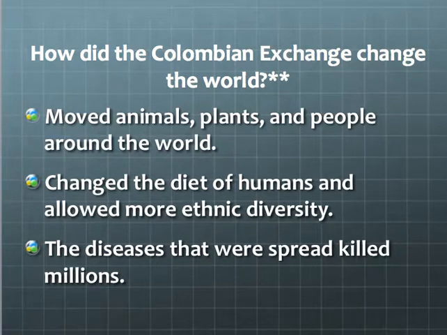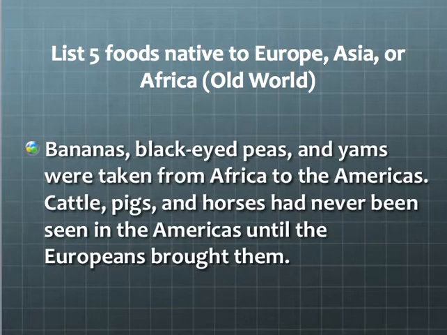All right, how did the Columbian Exchange change the world? It moved animals, plants, and people around the world. It changed the diet of humans and allowed for more ethnic diversity, and the diseases that were spread killed millions. Okay, this is going to change everything about what we eat, what we do, where we live, our racial mixtures, everything.